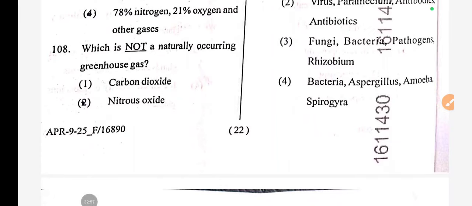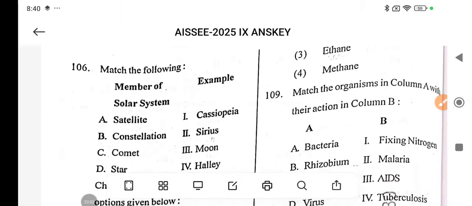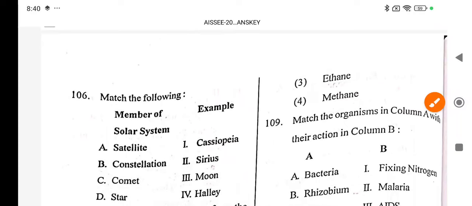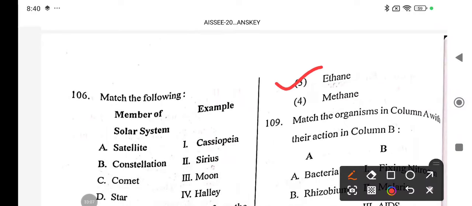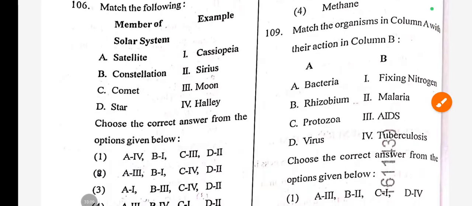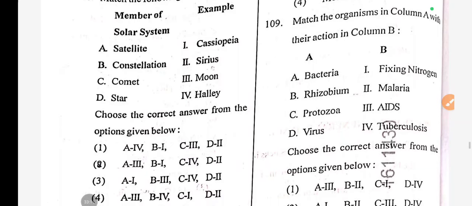108. Which is not a naturally occurring greenhouse gas? Answer: option 3, ethane. 109. Match the organisms in column A with their actions in column B.